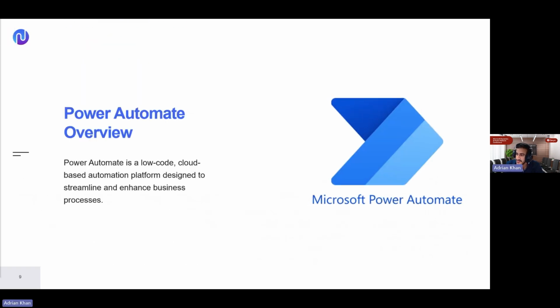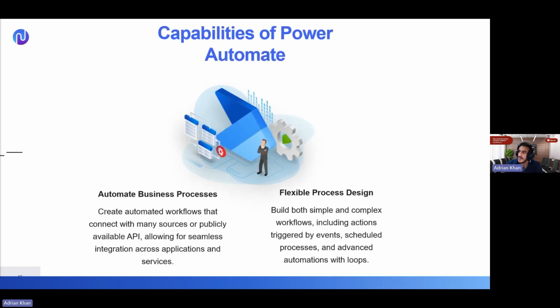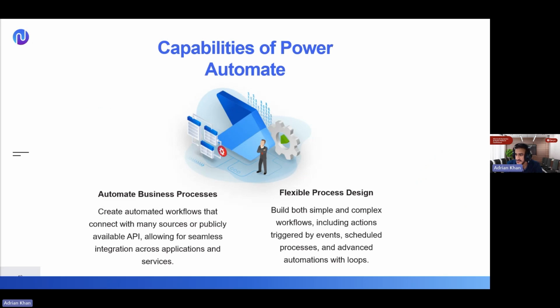Next, we move into an overview of Power Automate. So Power Automate is a low-code, cloud-based automation platform that would help you to, of course, automate processes and enhance existing ones. Some capabilities of Power Automate, of course, automating business processes through the use of any workflows and the ability to connect to external APIs or any of the hundreds and hundreds and hundreds of built-in connections. And then it is also flexible as well. So you can start with a simple particular flow and expand as you move on.